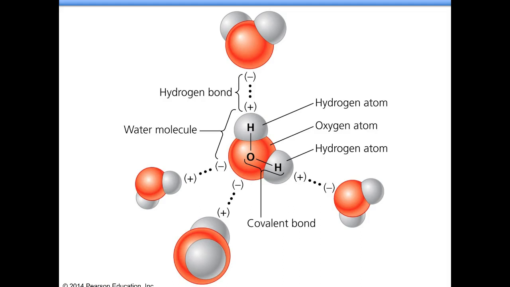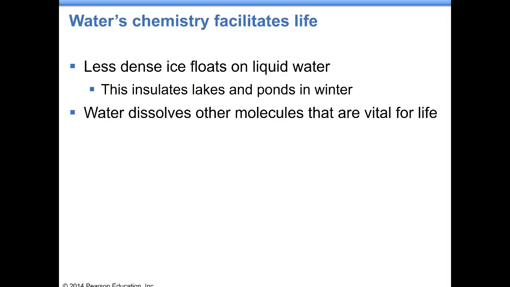So here's that example. This is the slightly positive side. This is the slightly negative side of the water molecule, and because they're opposites, the oxygen side is going to join with the hydrogen side and form these hydrogen bonds. You've seen this illustration before, this model before. As well as some of the properties of water, ice is less dense, therefore it floats on water.